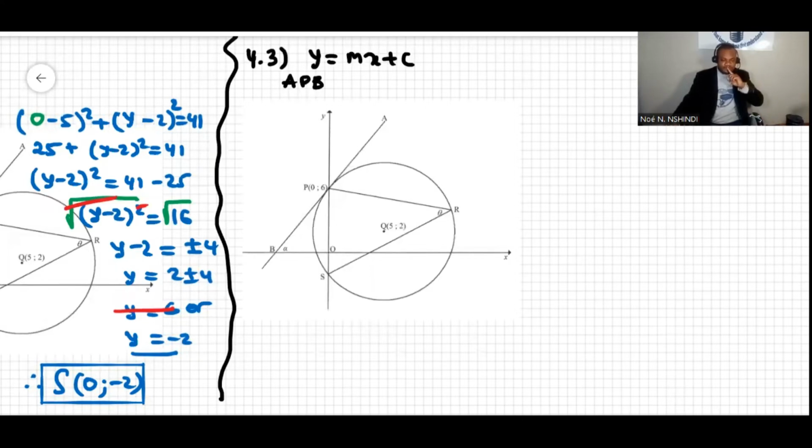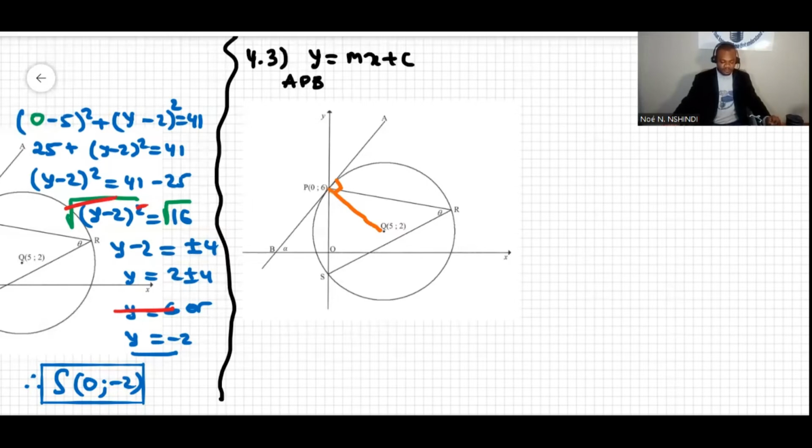How can we get that then? Because we only have one point given here, the point B. But there is a property in analytical geometry for a tangent to the circle: the radius is always perpendicular to the tangent. The radius is perpendicular to the tangent to the circle. So in other words, if we find the gradients of the points connecting Q, the center, and the point on the tangent, PQ.